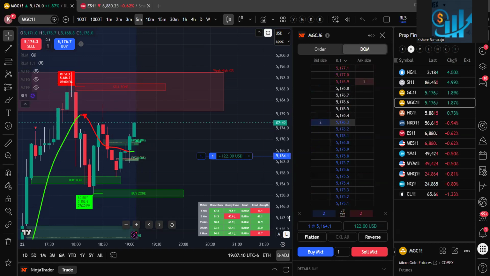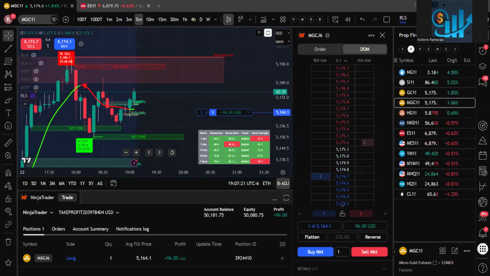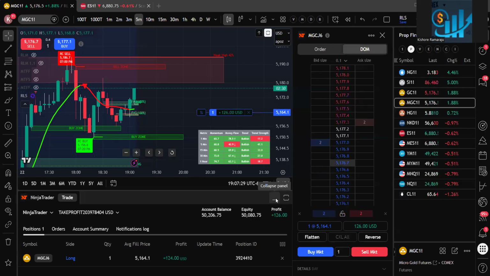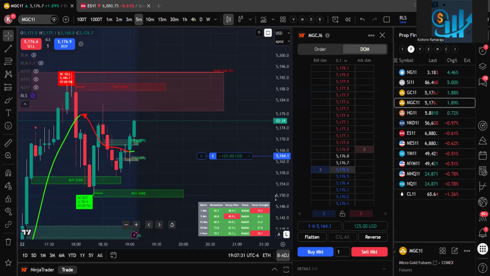There's just one micro here. If we did the same thing with GC, that would have been 10 times that. But again, as I said, I'm just using a 50K account. So with a 50K account, better you trade micros, maximum 1 or 2 micros. If you are doing a 150K account, you can do a mini.